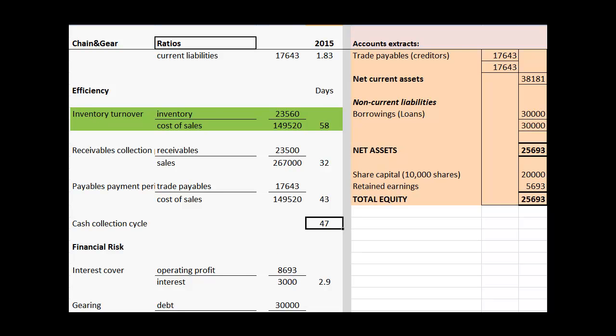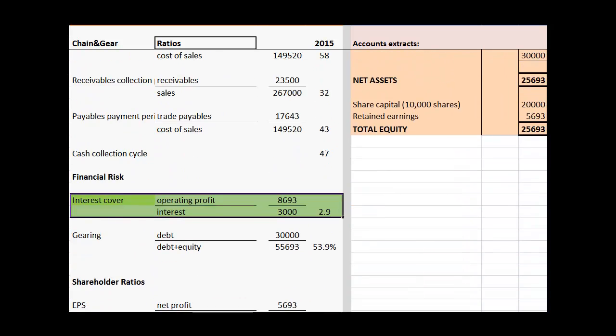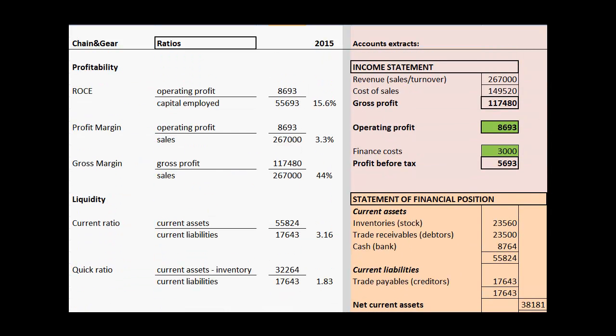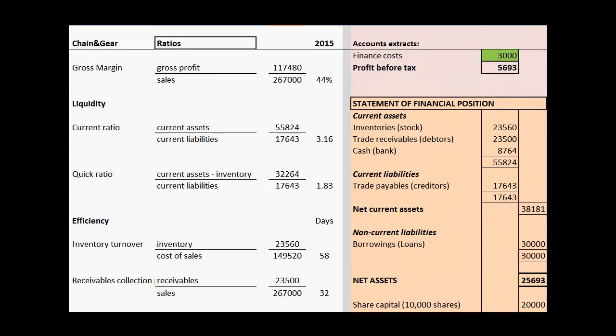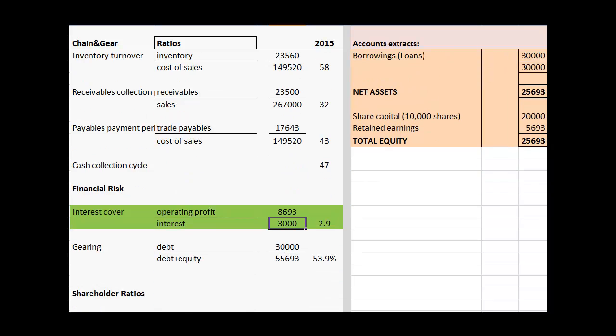Next, we're going to look at our financial risk, and we're looking here at our interest cover. So we have operating profit divided by interest. As we've seen in our earlier ratios, the operating profit is 8693 and then the interest is £3,000, which again we can get from our income statement up the top here. On the face of it, it looks like we're in quite a healthy position here. We've got almost 3 times the interest payable covered by the profit, and therefore there doesn't seem to be a high level of financial risk at this point in time.